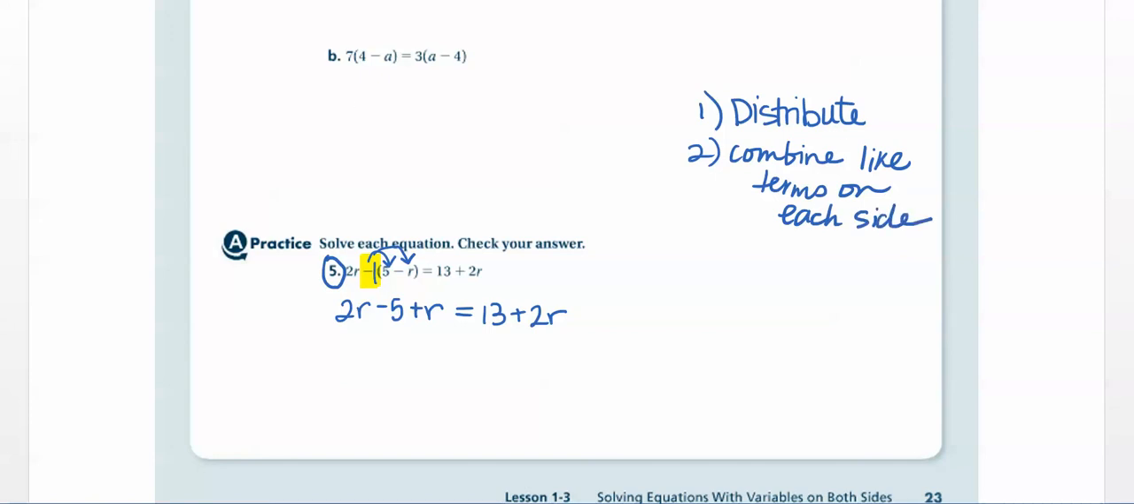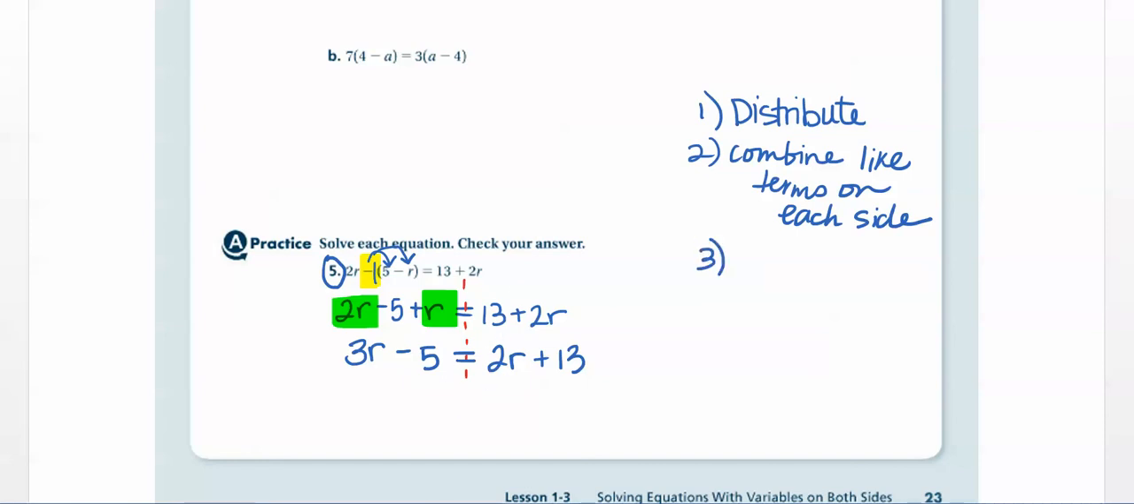You can't combine across the equal sign, so here are the sides. Can we combine anything on the left? We have 2r, a -5, and an r. Yes, we can. We have r's. So 2r plus 1r is 3r minus 5. Can we combine anything on the right side? No. Now, I just switched the 2r and the 13. You're allowed to, but you don't have to.